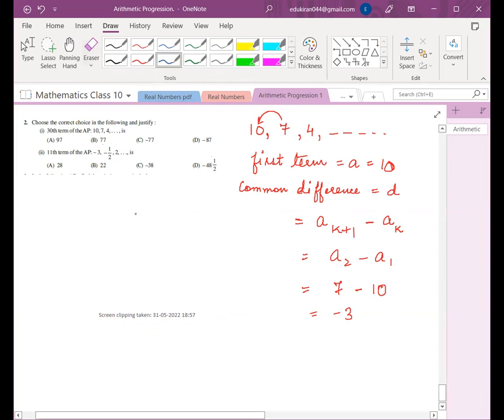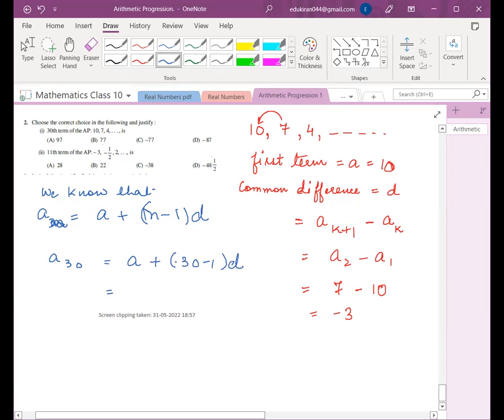So D is minus 3, I have got. Now what I have to find is the 30th term of the AP. So it's easy. You have to find A30, that means AN. First mention the formula. We know that AN is equal to A plus N minus 1 into D. Clear? So A30 will be A plus 30 minus 1 into D. Clear?